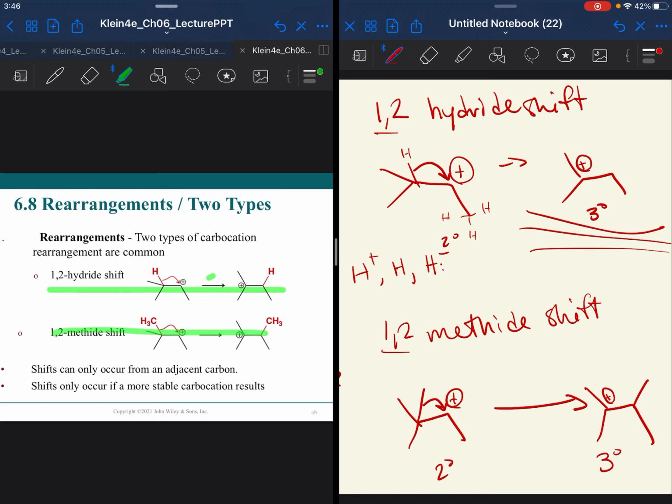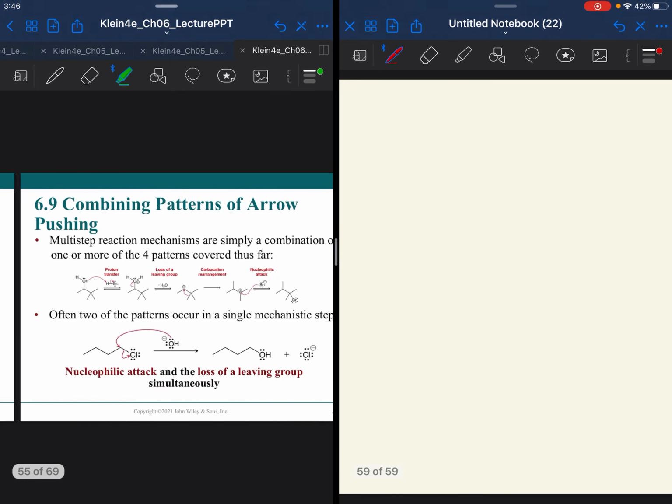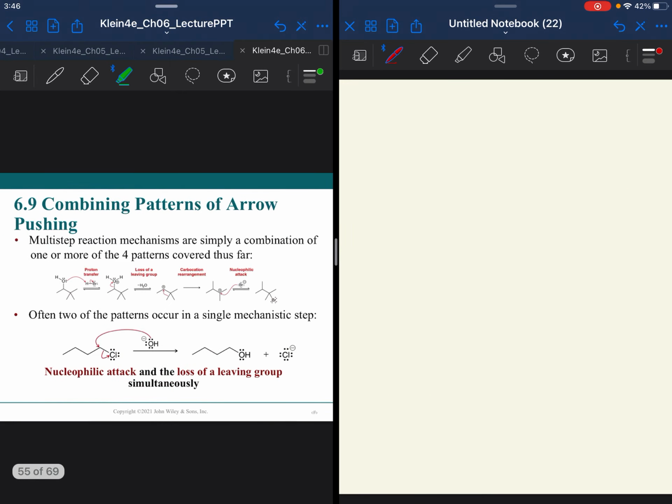Right? So it can look like a hydrogen moving over or a methyl group moving over. And write this down, put it under your pillow, speak it to yourself at night. Shifts only occur to get a more stable carbocation. You do not just get rearrangements any old time.